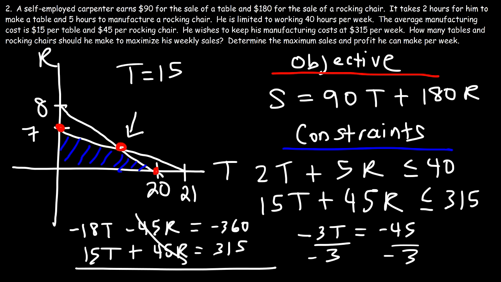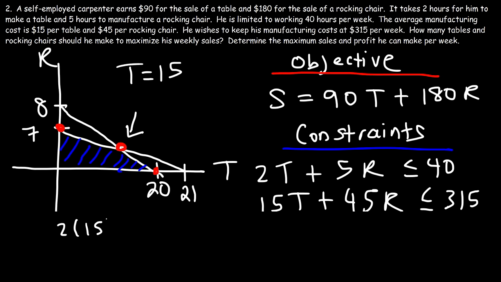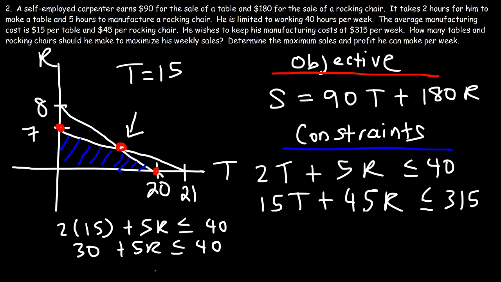Now, let's calculate r. And let's use the original equation to do so. So 2 times 15 plus 5r is less than or equal to 40. 2 times 15 is 30. And if we subtract both sides by 30, 40 minus 30 is 10. So 5r is less than or equal to 10. And then if we divide by 5, 10 divided by 5 is 2. So the most that r can be at that point is 2.